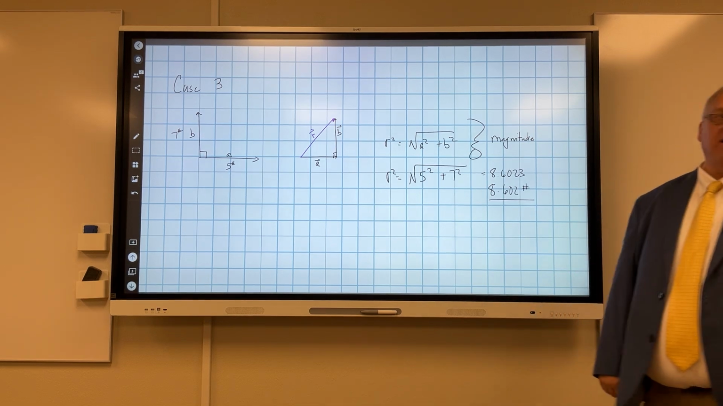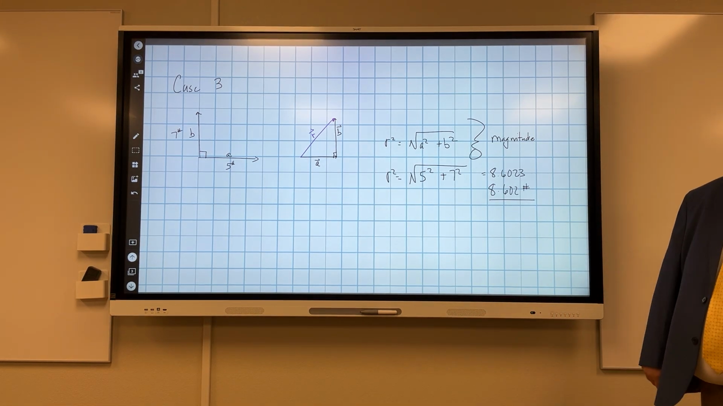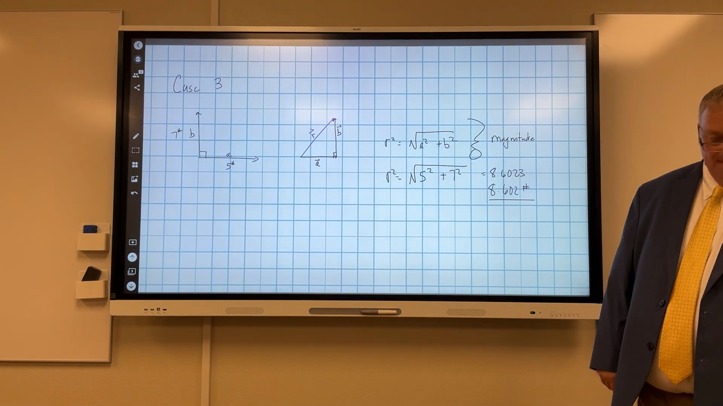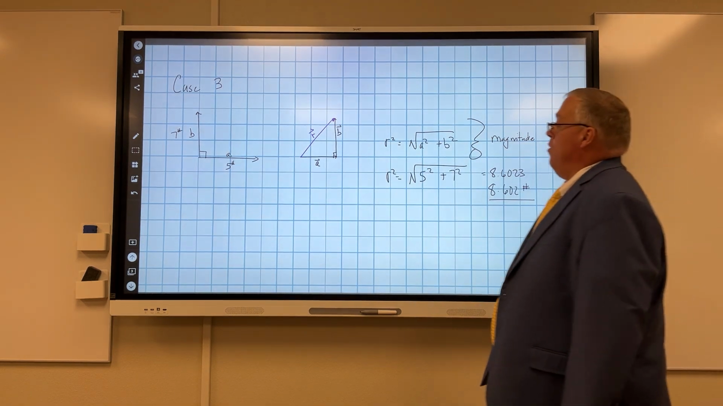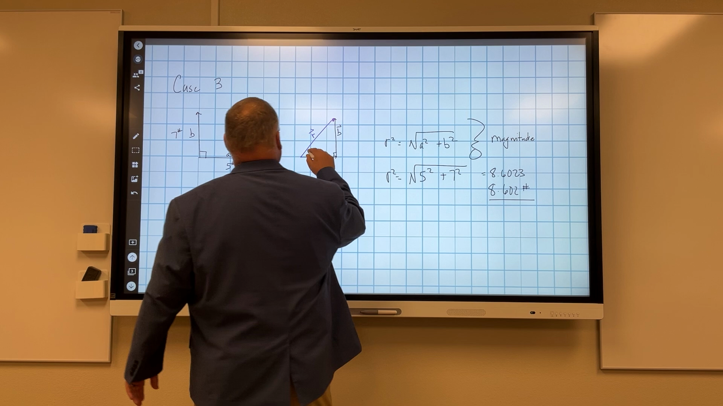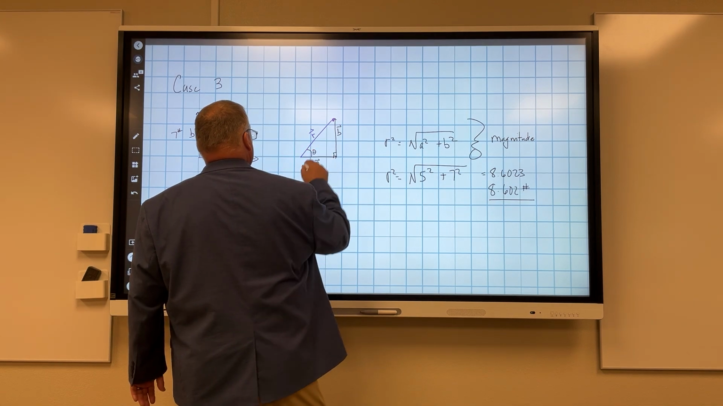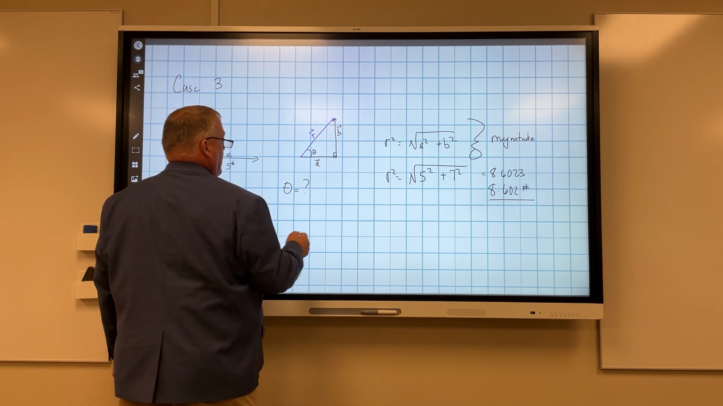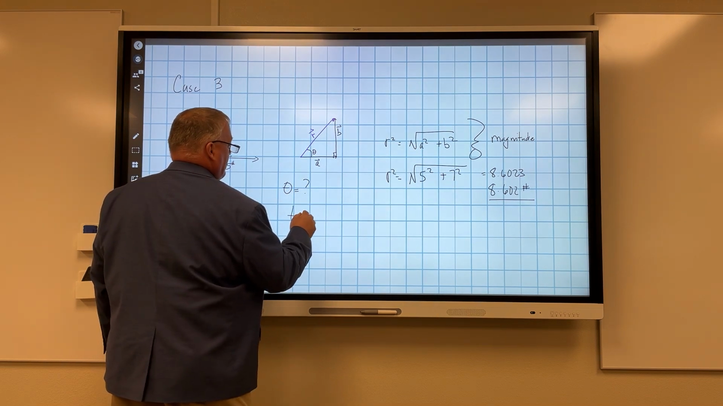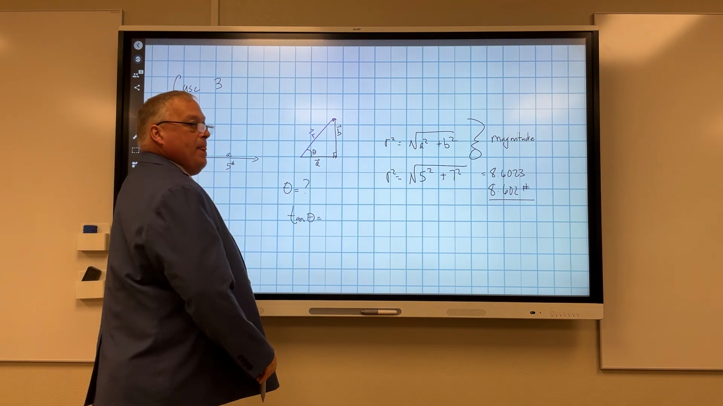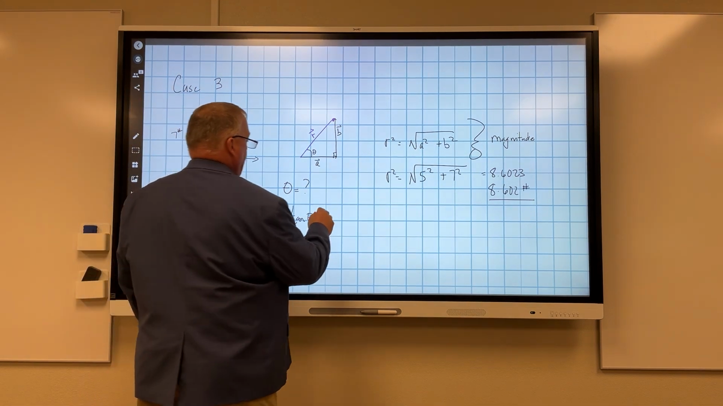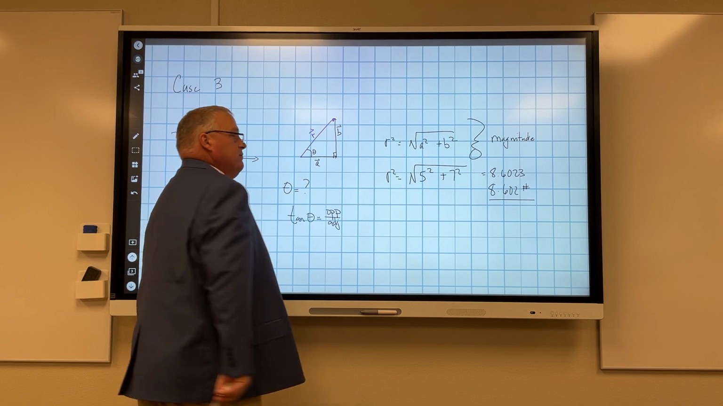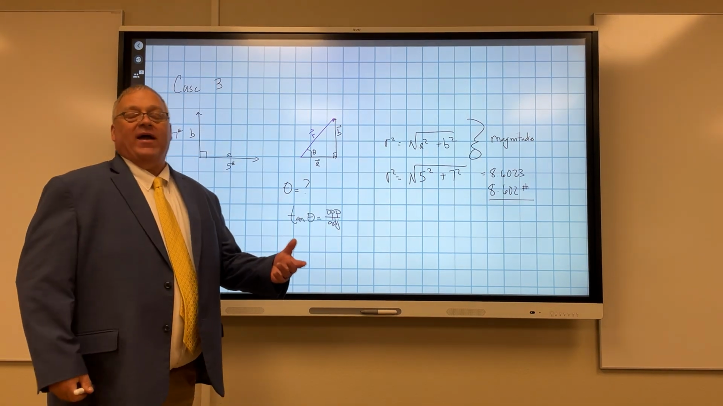Okay, now, we've got to come up with a direction. How can we come up with a direction? We're looking for this angle right here, right? So theta is what we're looking for. Can't we use the tangent of theta, which is equal to what? Opposite over the adjacent. We've got opposite and we've got adjacent values.